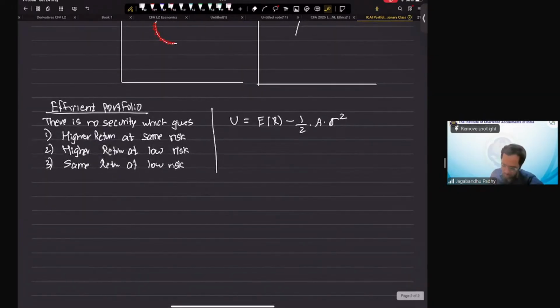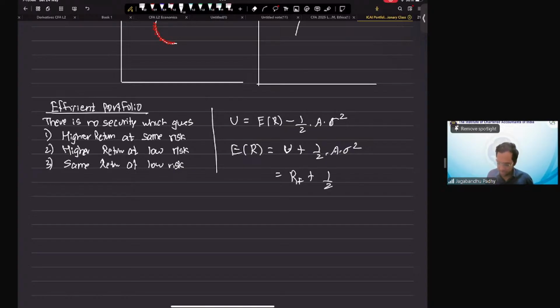Then when we computed and wanted to know how much an investor should be expecting, this turns out to be utility plus half into aversion factor into variance. And this utility function is generally replaced by your risk-free part. Okay, so this risk-free part is going to be replacing the utility function, that's going to be used.